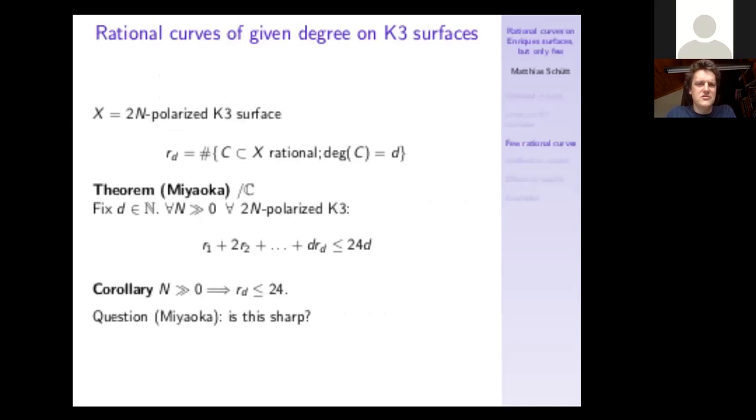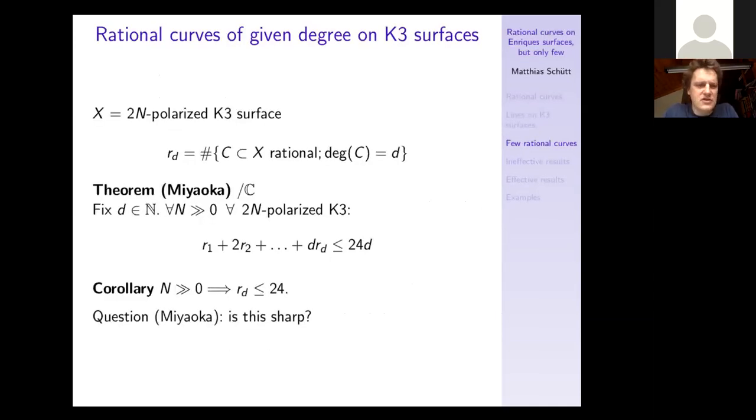And now let's turn to rational curves of given degree. There's a central result of Miyaoka. So now we fix the polarization of degree 2n. And then we just introduce a counting function, r_d. This just counts the rational curves of degree d on my given K3 surface. And what Miyaoka proved in 2009 is that we fix d and we let n be large enough, so the polarization is large, then every 2n-polarized K3 surface fulfills a certain inequality. Namely, if you sum up these counting functions, but weighted by the degree of the curves, then this is bounded by 24d.